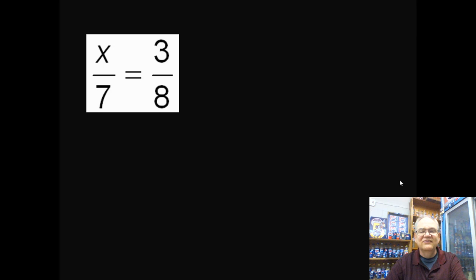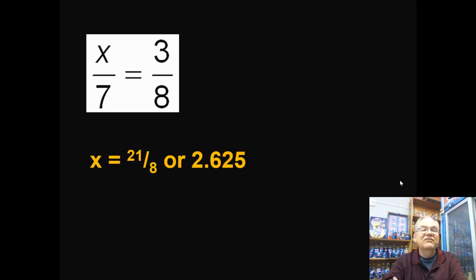So take just a second and see if you can solve this problem. And if you do it correctly, you should get 21 divided by 8. You can just write that as 21/8, or as a decimal, it's 2.625. So again, anytime you've got like x over a number equals some fraction, you can just multiply and divide to come up with your overall answer.